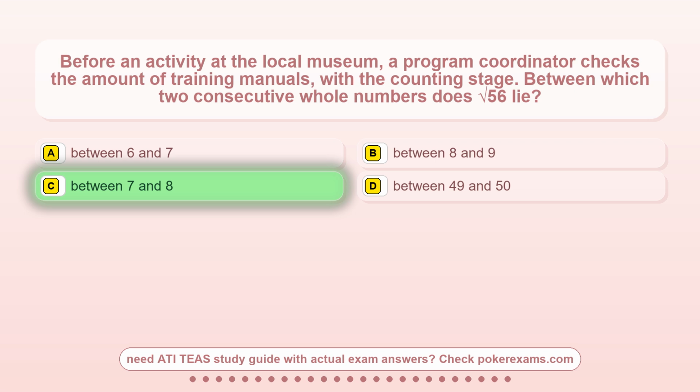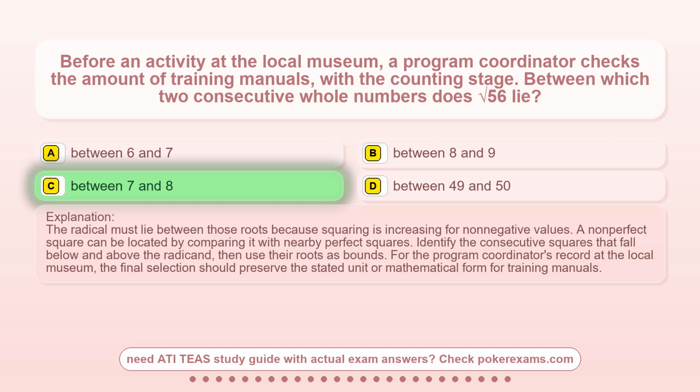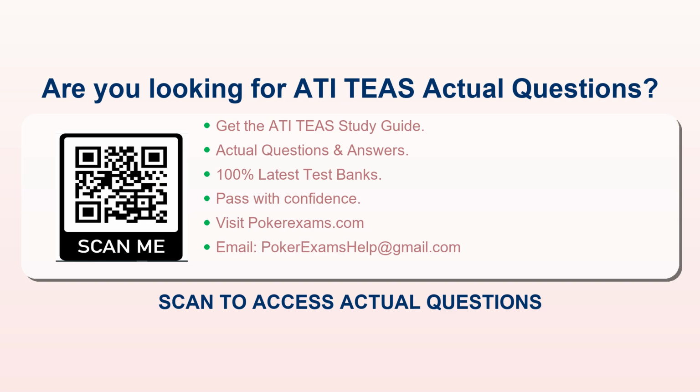The correct answer is option C, between 7 and 8. The radical must lie between those roots because squaring is increasing for non-negative values. A non-perfect square can be located by comparing it with nearby perfect squares. Identify the consecutive squares that fall below and above the radicand, then use their roots as bounds. For the program coordinator's record at the local museum, the final selection should preserve the stated unit or mathematical form for training manuals.